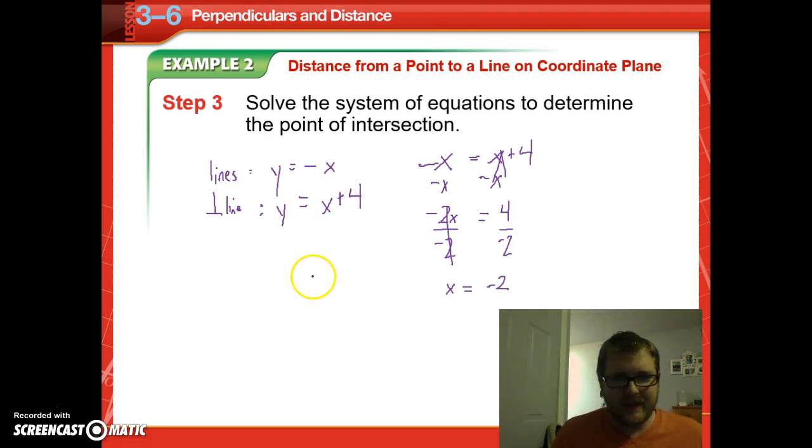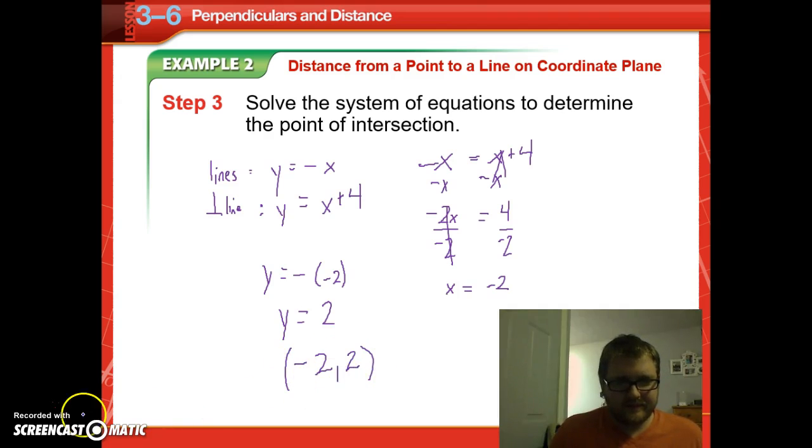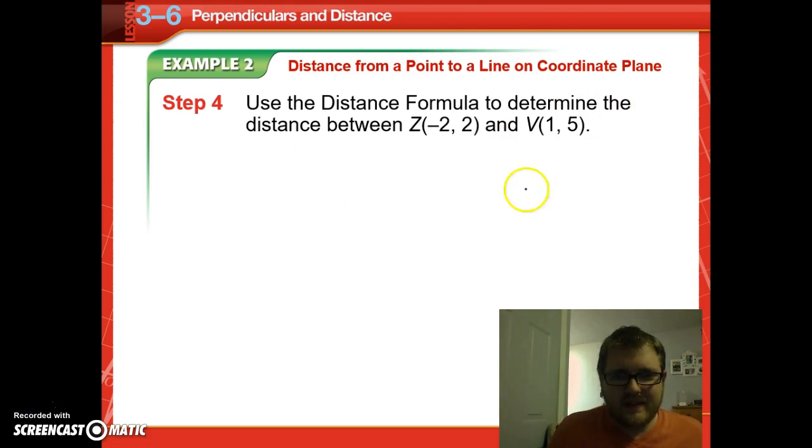Since it's the same point, we get y equals negative 2, so y equals positive 2. We can be assured that those two lines cross at negative 2, 2. So if we name that point Z, negative 2, 2, now we just need to find the distance between that point we initially wanted to know, 1, 5, and the point we just found, negative 2, 2.